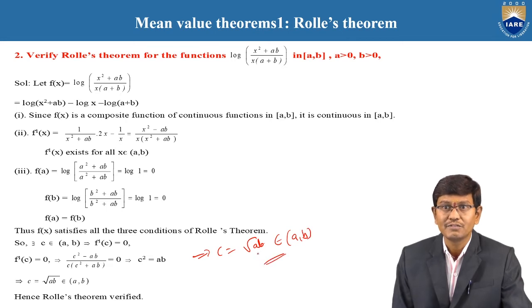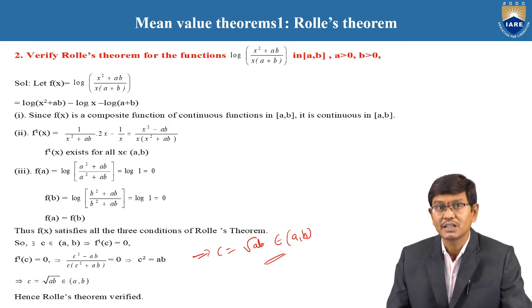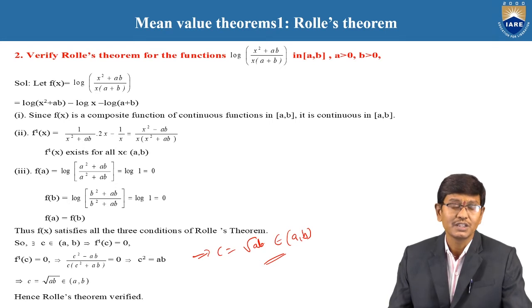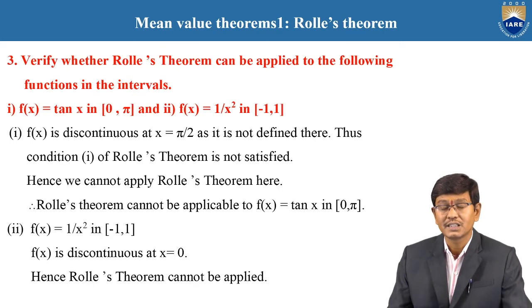Therefore, f is a continuous function, and f is a derivable function, and f of a is equal to f of b, and c also lies between a comma b. Therefore, here all the conditions are verified. Therefore, the given function clearly satisfies Rolle's theorem. Next one, there is a third one.